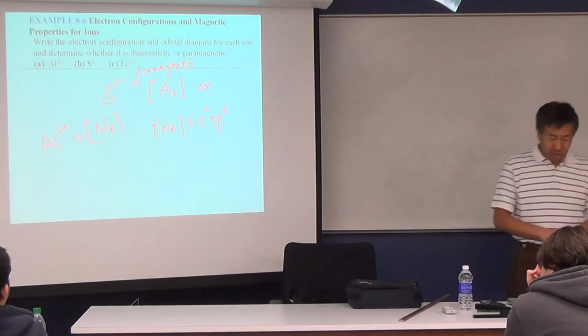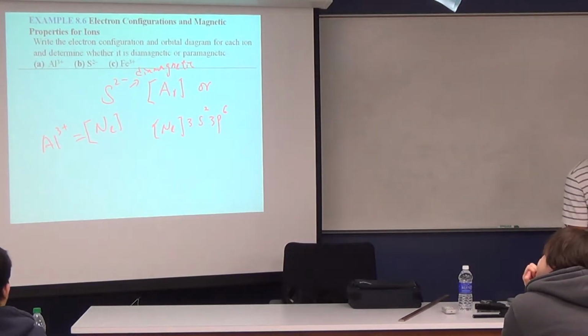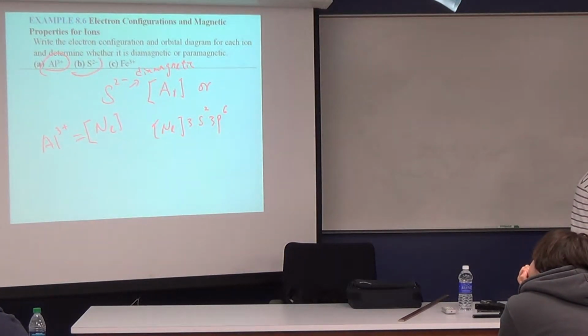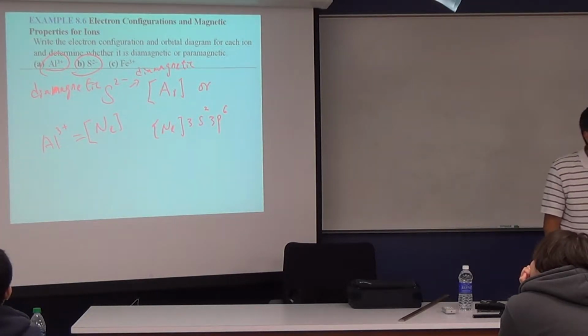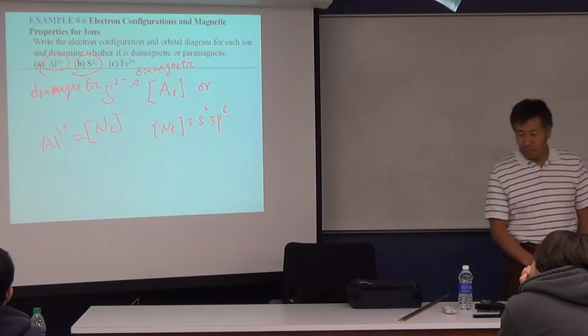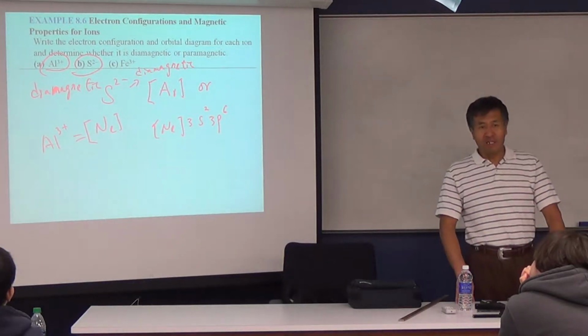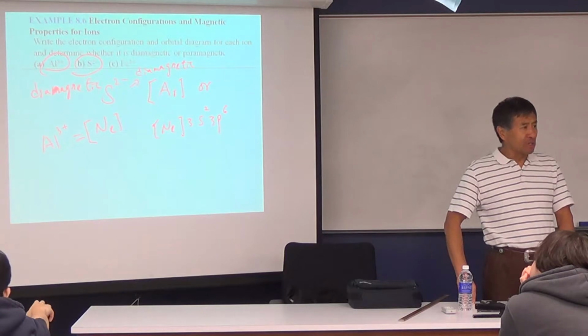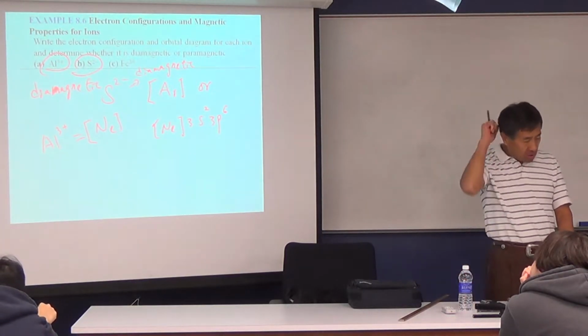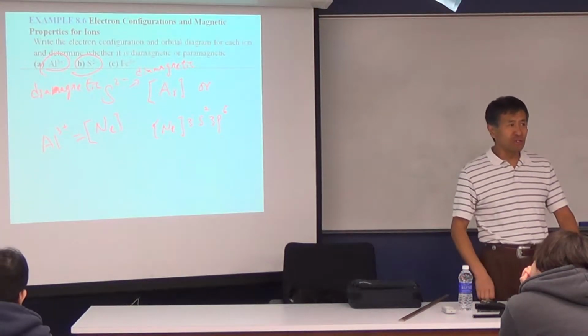All right. So both of these two ions are diamagnetic, because they end up with the electron configuration of a noble gas. All the noble gases are diamagnetic. All right, very good. So any other questions?